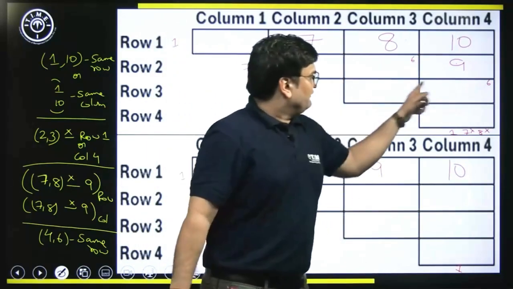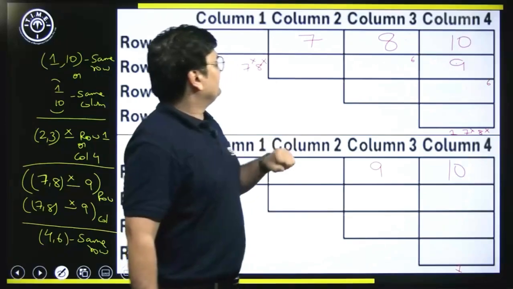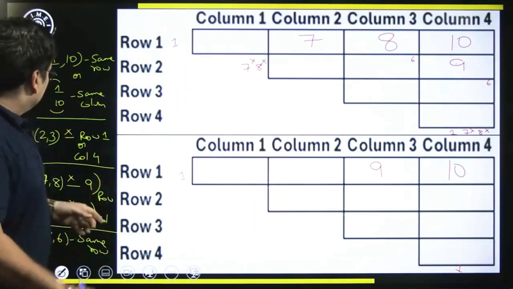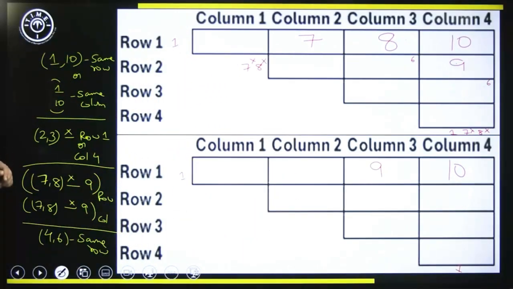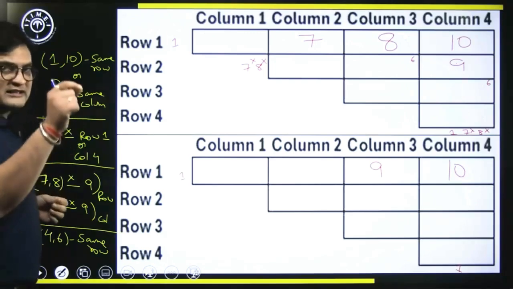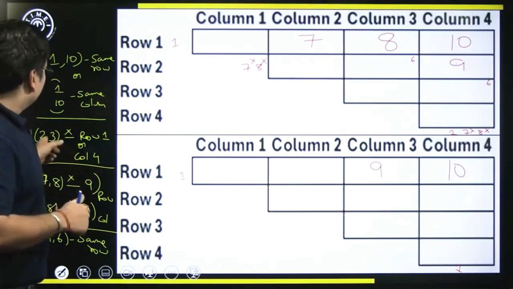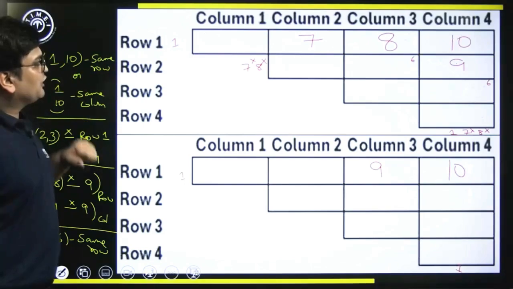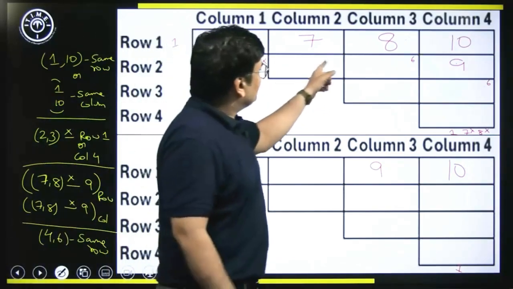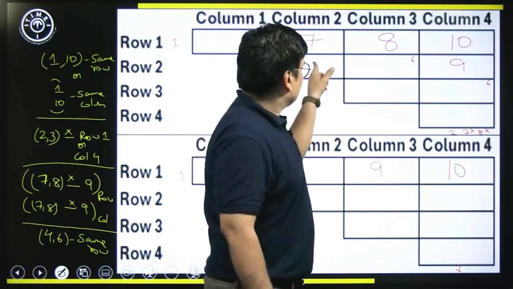If 6 is here, 4 will be here. Now there was one more condition pertaining to 2 and 3. Since we placed 10, the condition was that 2 and 3 will not be in the same row or same column as 10. So 2 and 3 cannot come in row 1 nor in column 4, so that means 2 and 3 must come in these 3 cells for sure.